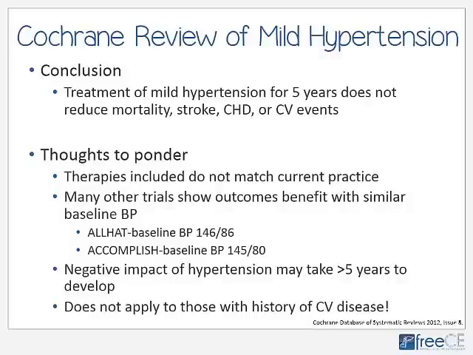It might also be that the negative impact of hypertension takes longer than 5 years to develop. So those patients might not have had an event in those 5 years, but they could have had an event later on. And remember that these results do not apply to patients who have a history of cardiovascular disease. It's only those who have no history of cardiovascular disease.